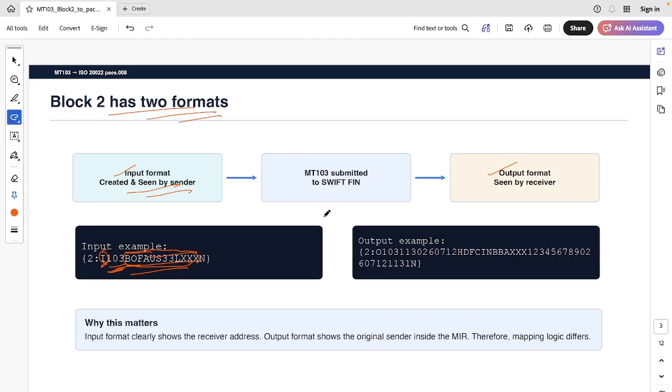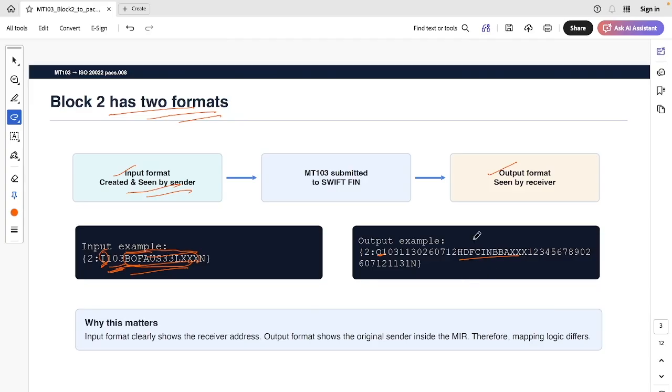The output format, on the other hand, is generated by SWIFT when the message is delivered to the receiving institution. An output block begins with the letter O, which basically means it is an output message. It is longer because SWIFT adds operational information such as the time when the original message was accepted, the message input reference, the output or delivery date, the output or delivery time, and the message priority.